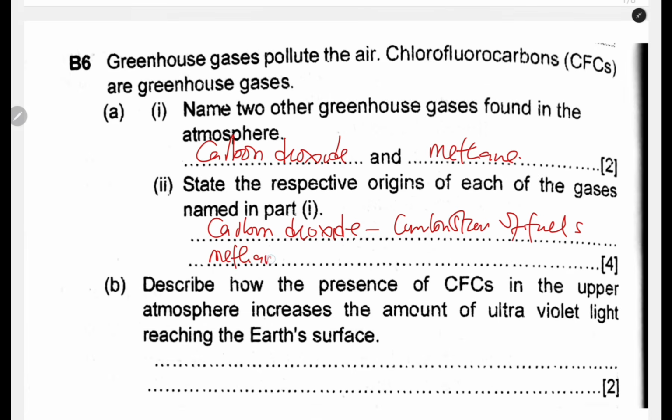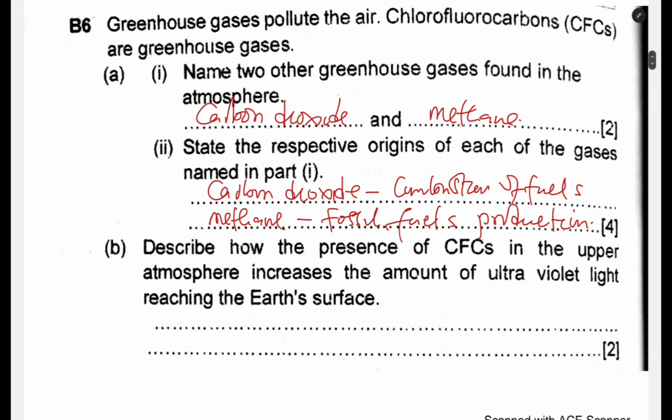Okay, what about methane? So methane also comes from fossil fuels production. So the process of fossil fuel production produces methane also, but this is not the only process or one of the sources of methane. So you can look at other sources.